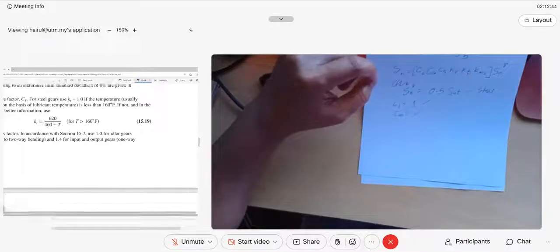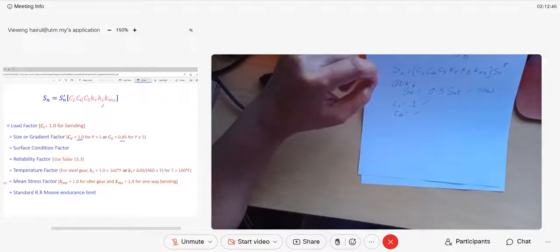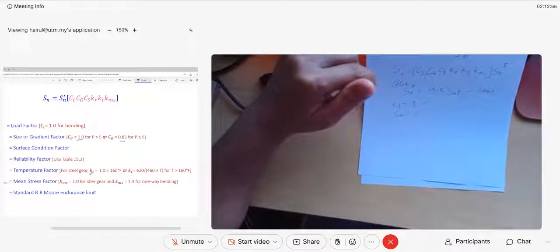So what about KT? KT is the temperature factor. The temperature factor is already mentioned, guys: KT is equal to 1 if your temperature is less than 160 degrees. Okay, KT is 1.